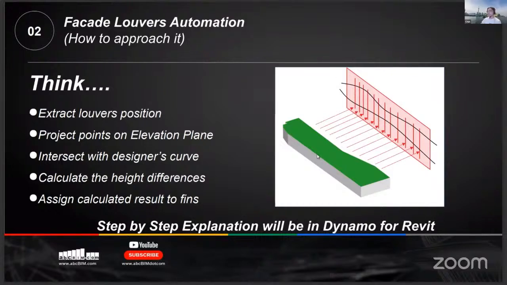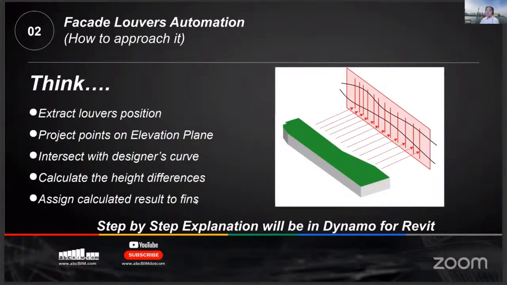The designers are going to provide a curve for me. How do I interact with it, or how do I make it intersect? The second last part will be calculating the height difference, because you can see all these louvers are going to have different values for their individual facade fins. That's going to be quite tedious and complicated. After all the calculation, I need to assign all the results back to the facade fins.